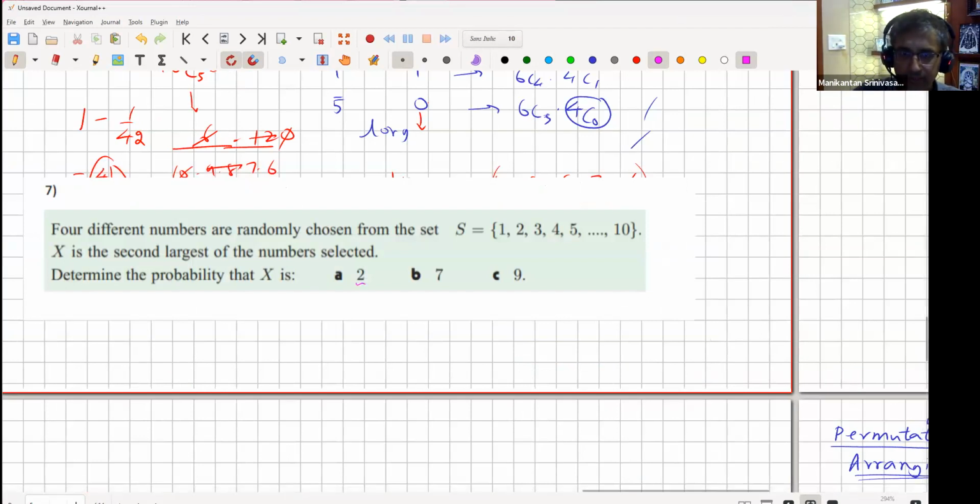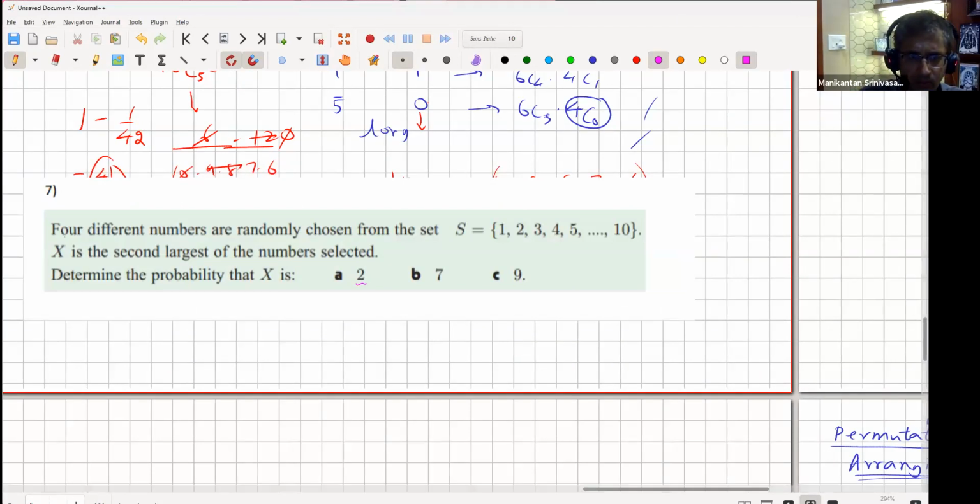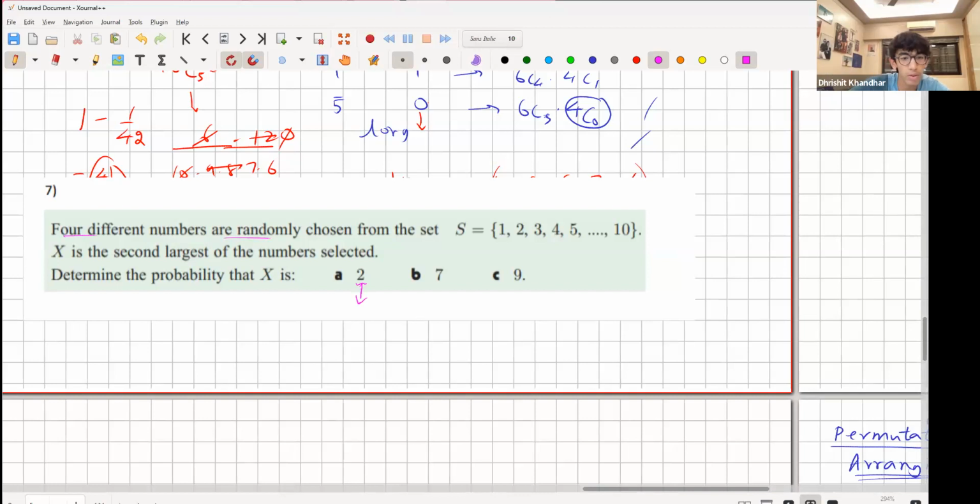Drishit, what did you get on this one? So I didn't get this. Why? 4 different numbers are selected. What is the probability that X is the second largest? X is the second largest, right? Just think intuitively, Drishit. If 2 has to be the second largest, what should the other numbers be? So one second.